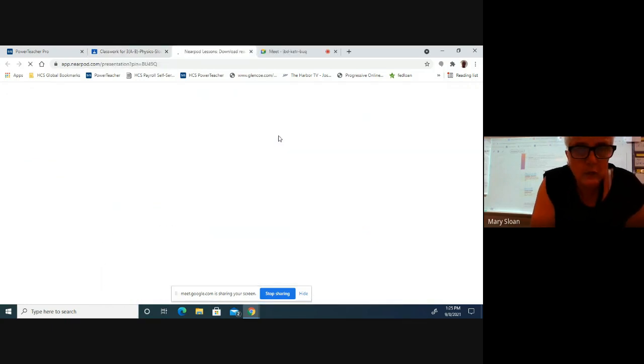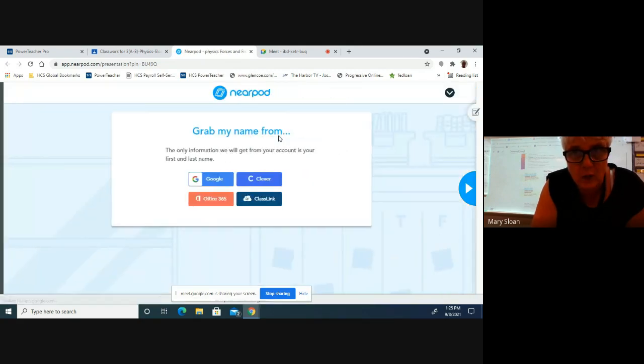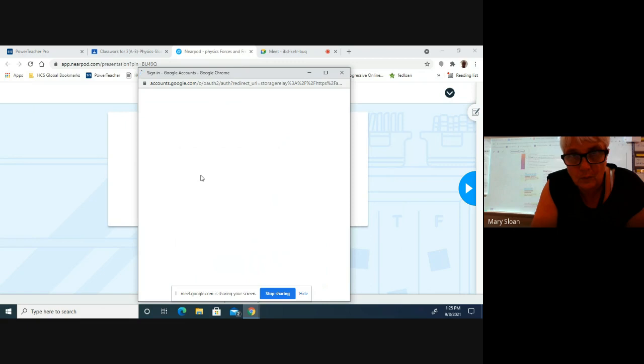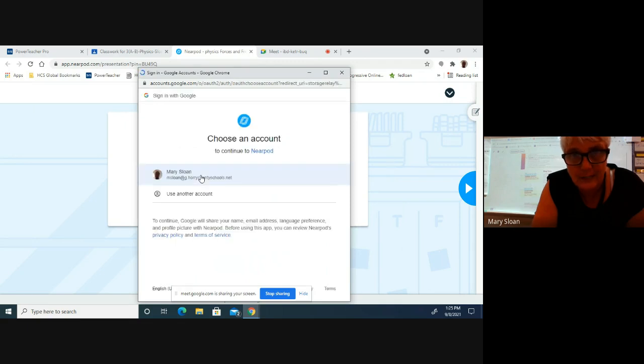Now, when you get to the Nearpod, you're going to use your Google account, okay? Once you do your Google account, it'll already tell you it's you. What you're going to do is go through that and then write down anything that you don't know. So right here, grab my name from Google. And then you would have to sign in if you need to, or you just say who you are.